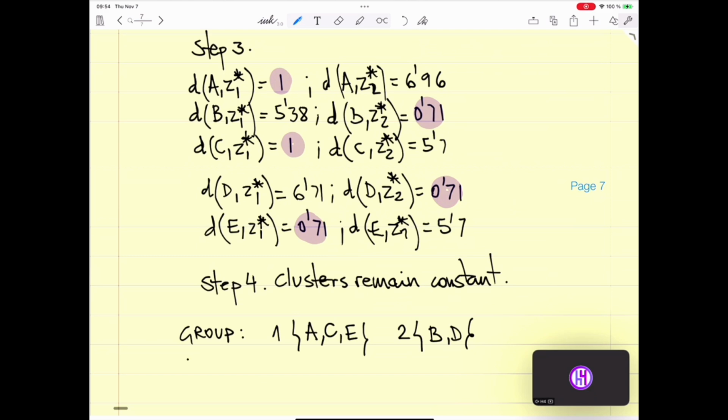And then the centroids, we have already calculated them, are Z1 star 1, 3, and Z2 star 6.5, 0.5. Okay?